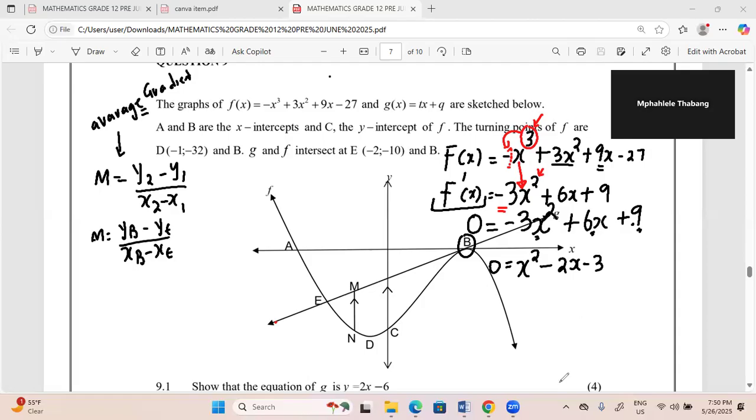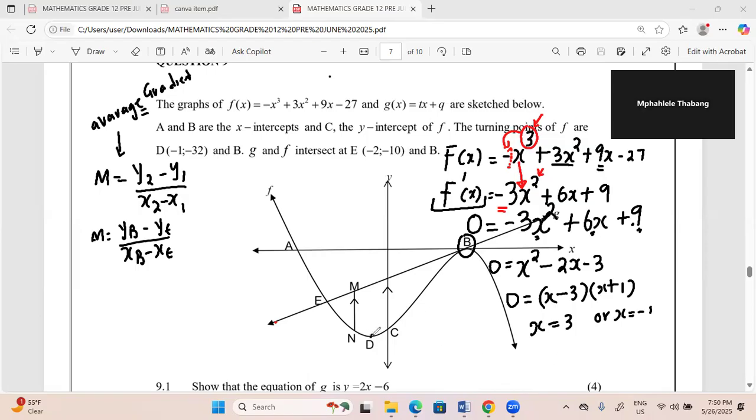So 0 equals x squared minus 2x minus 3. Now what you can do, you say 0 equals, you factorize. The factors are 3 and 1. We know that the bigger number most of the time takes the sign of the middle term, so I'm going to put it negative, and I'm going to put the other positive. So x equals 3 or x equals negative 1. So these are the x-coordinates of the turning points.